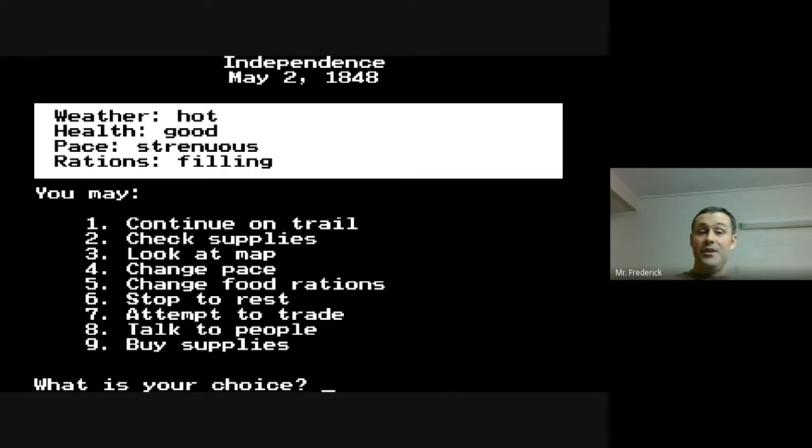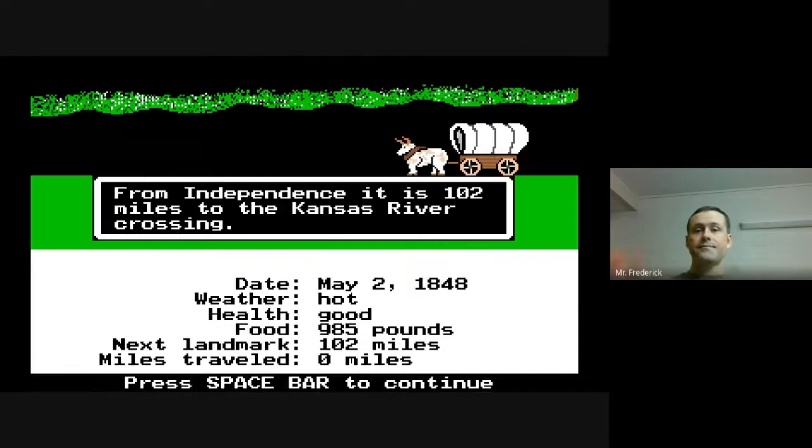Let's continue on the trail. From Independence, it is 102 miles to the Kansas River crossing. I see that it's May 2nd. My weather is hot. My health is good. I have 985 pounds of food left. My next landmark is 102 miles away.